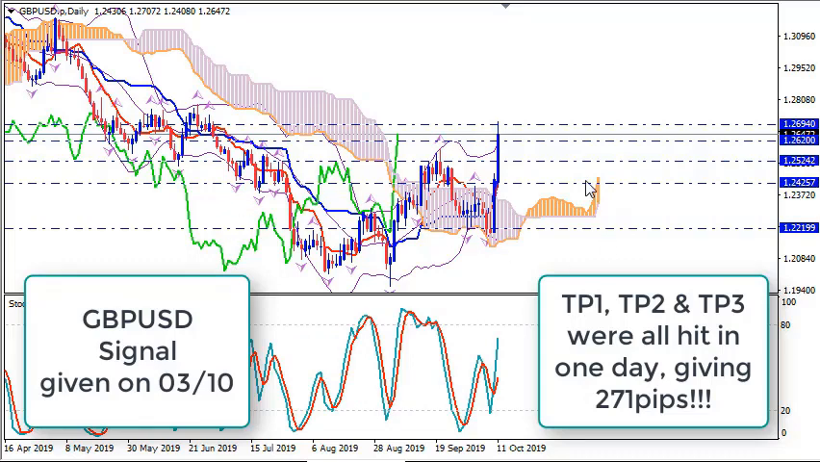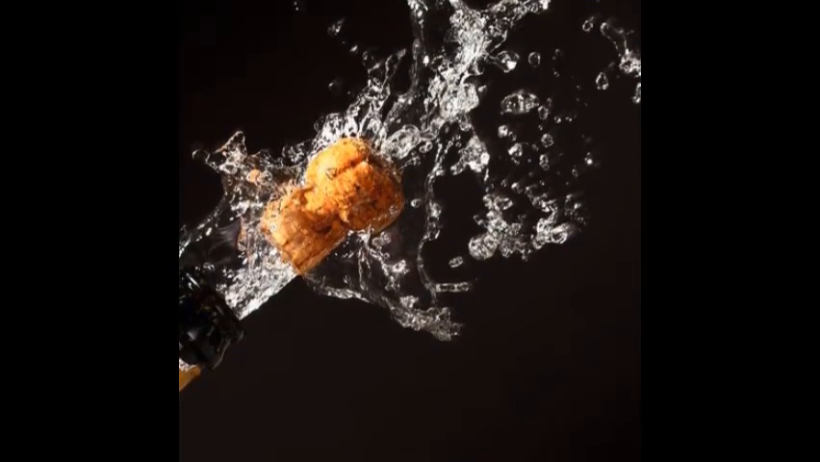on the pair's chart, on daily again, the entry criteria were met a few days later. This is the entry level, and all 3 take profit targets were hit, and that happened in one day.